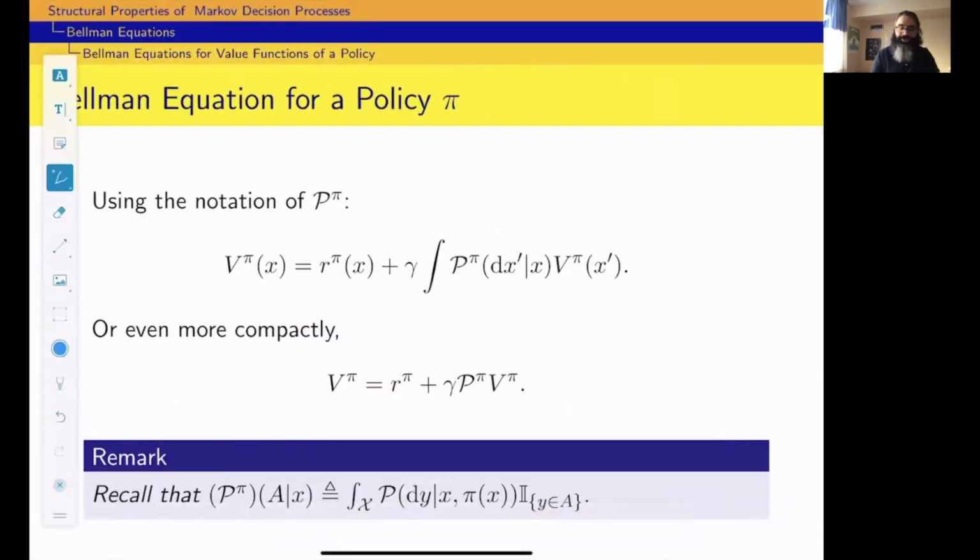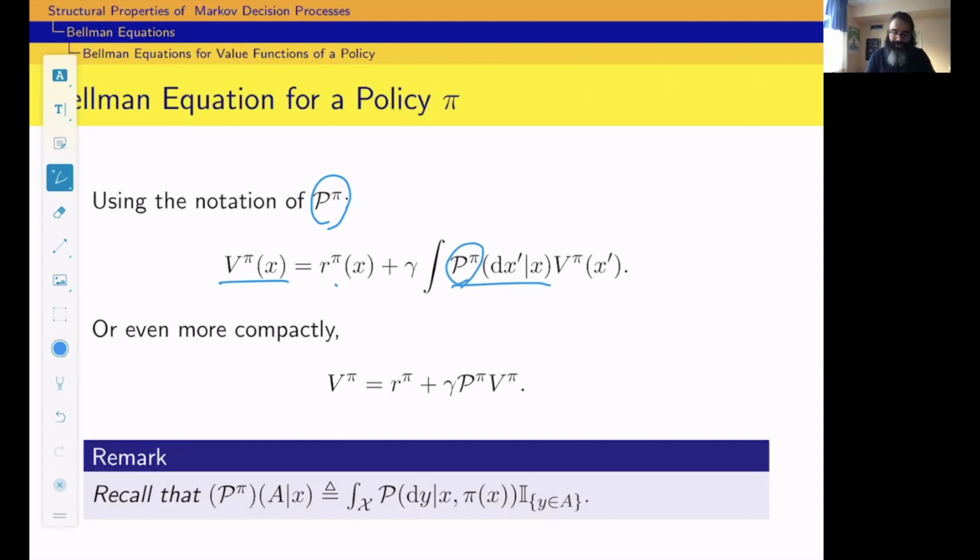If you recall, we also had this notation of p of pi. This is the induced transition distribution that is induced by the policy pi. So we can write the Bellman equation also in this form. V of pi of x is reward plus the integral over p of pi of dx prime and x. Here you see that the integral over policy is not here because it is absorbed in the definition of p of pi. So this is a bit more compact notation.